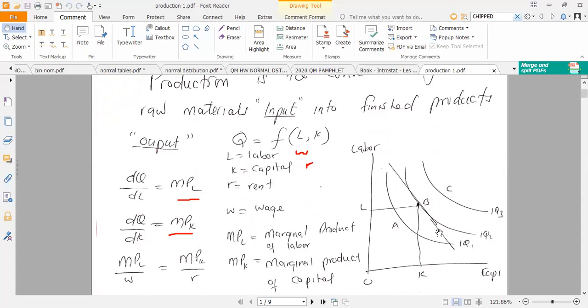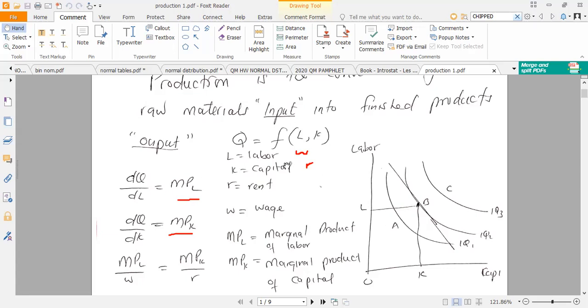However, the optimal production will always be at point B. Point B is called the marginal rate of technical substitution. This point is a point where production is optimal. At point A, we are underutilizing the resources. At point C, it's unattainable. At point B, it's optimal.